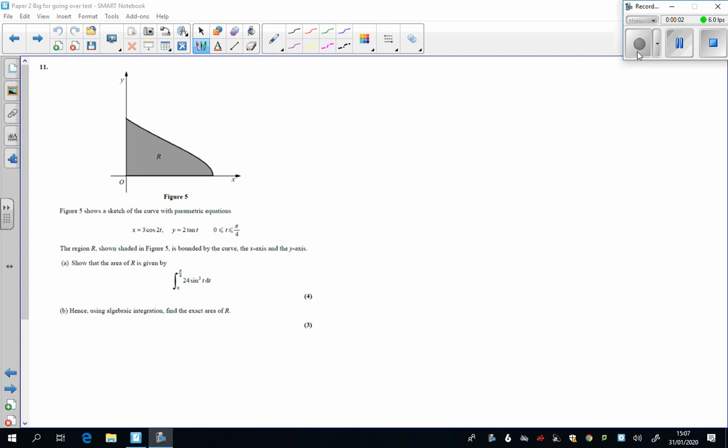Question 11, it's got two parts to it. An interesting show that for part A, and then simply just doing the integration for part B. Starting with the first bit, we're trying to find out what R, the area, is. And we're trying to integrate. So we're integrating, well, we integrate y with respect to x, don't we?